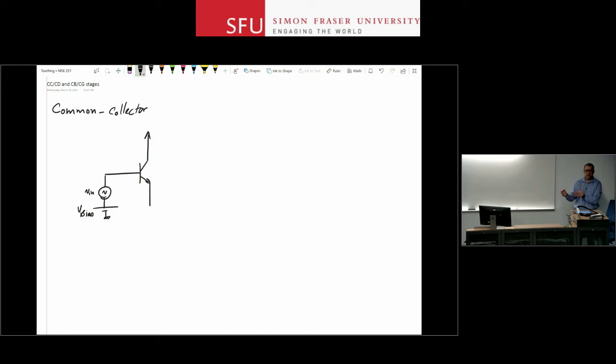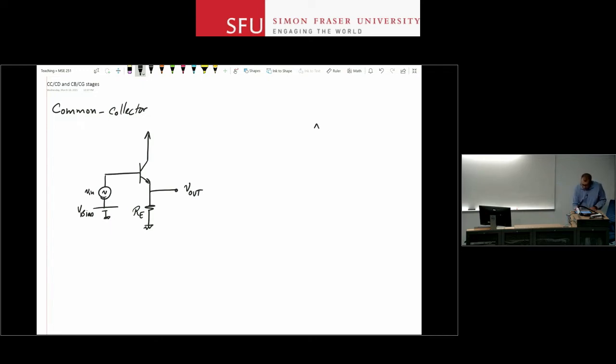And then the signal is applied to the base, output is taken from the emitter, but as usual, again, we have a controlled current source. We want to convert that current into a voltage, so I use a resistor to do the task of converting a current into a voltage, and this is my V out. Okay, so this is a common collector amplifier.